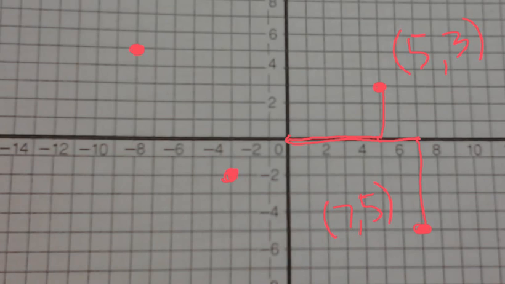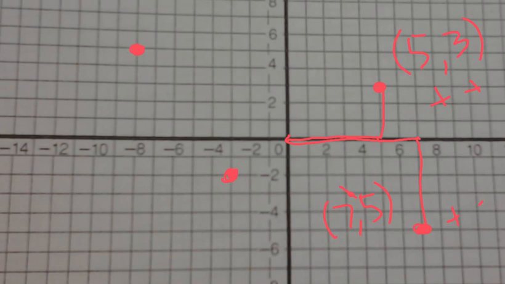Now, when we went down, that's negative 5, right? Can't fit my negative sign. So 7, negative 5. Which makes sense because remember this quadrant, it's always positive, positive. This quadrant, it's always positive, negative.